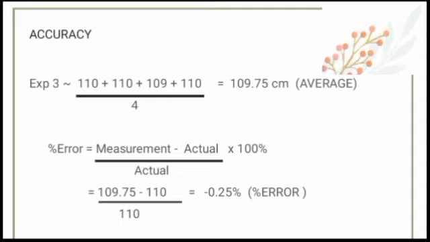And to get the percentage error, we have a formula for it, which is the measured value, in this case our average, minus actual. Actual is the real weight of the woman, which is 110, over actual, times 100%. This is giving us 109.75 minus 110 over 110, giving us a value of 0.25% error. That means our error is very, very small. It means that we are close to the standard, we are close to the actual value.